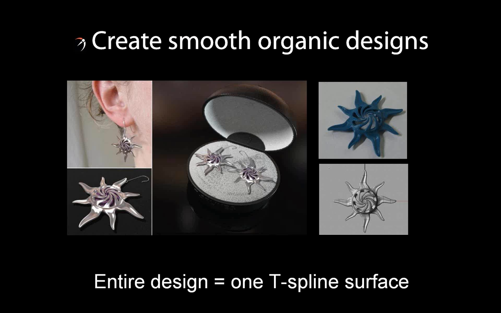So there are two ways that we can create an organic design. First is by creating the design completely in T-Splines. Here's an example of this earring that was designed completely in T-Splines and then manufactured. This is a complex surface, but this is still editable. Any point can be moved without any gaps or sliver surfaces appearing.